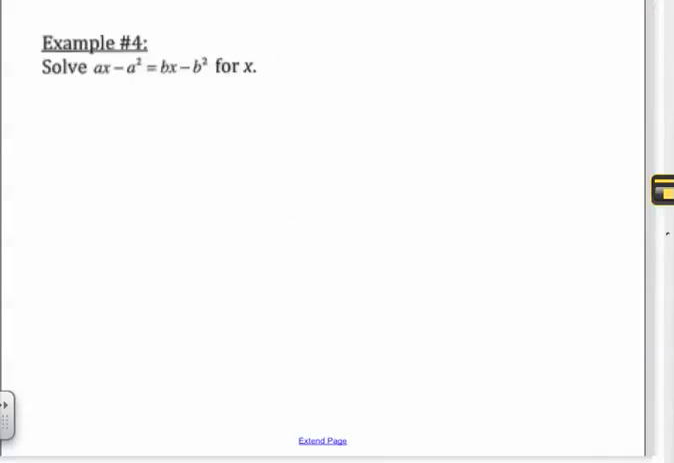Now, this one, example number 4, says solve ax minus a squared equals bx minus b squared for x. What that means is I want an equation at the end that has x on one side and everything else on the other. Which means that I need to get the x's together. So I'm going to subtract bx from both sides, and that's going to give me ax minus a squared minus bx is equal to negative b squared.